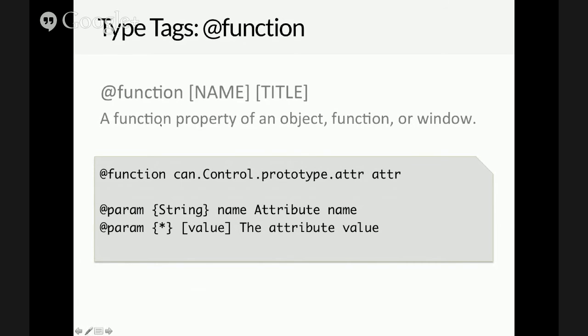The function tag is for a function that's typically a property of an object, a function, or the window in general. So here I can define a function that's a control's after method, which I just realized doesn't even make sense. Control doesn't have an after method. I think I meant map. But let's say it did have an after method. I can say here's my function, and I want to give it parameters. It's going to take a name as the first argument and a value as the second argument, which can be any type. It's optional.